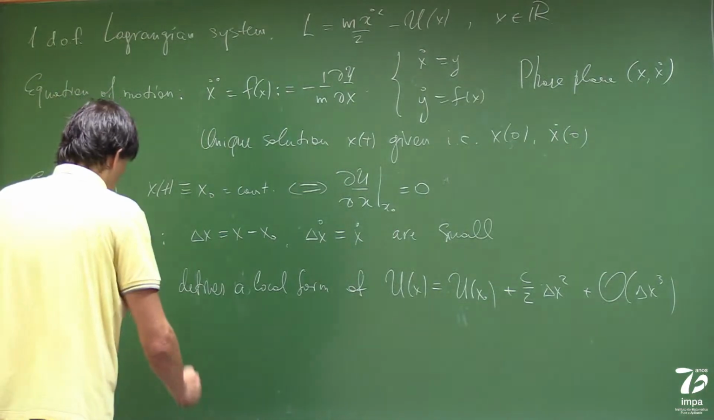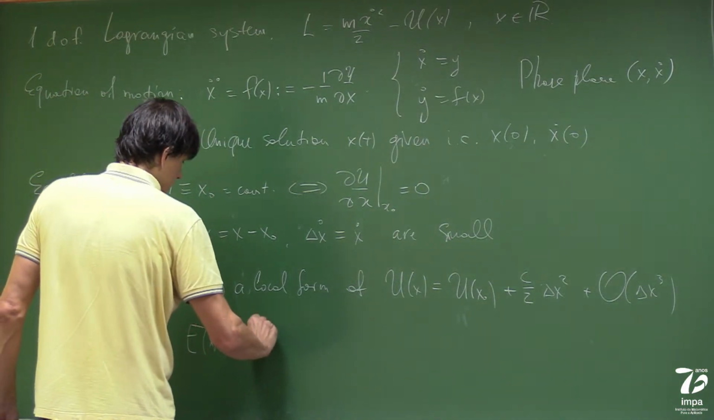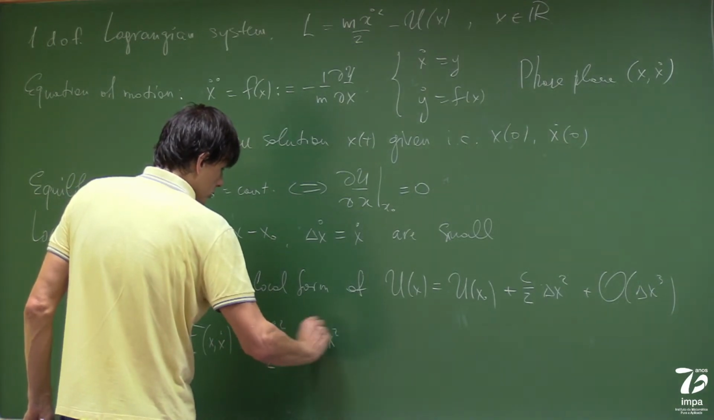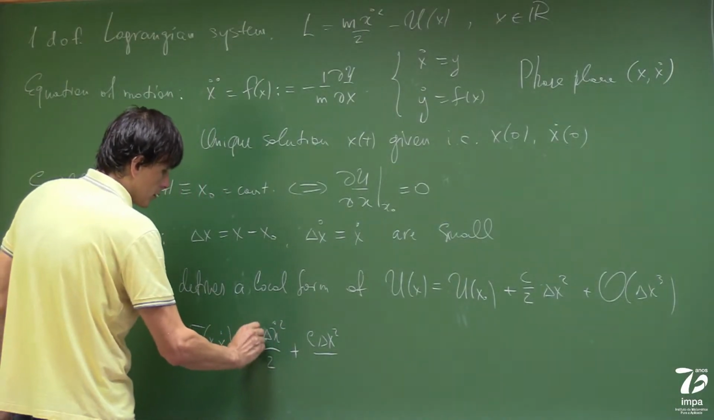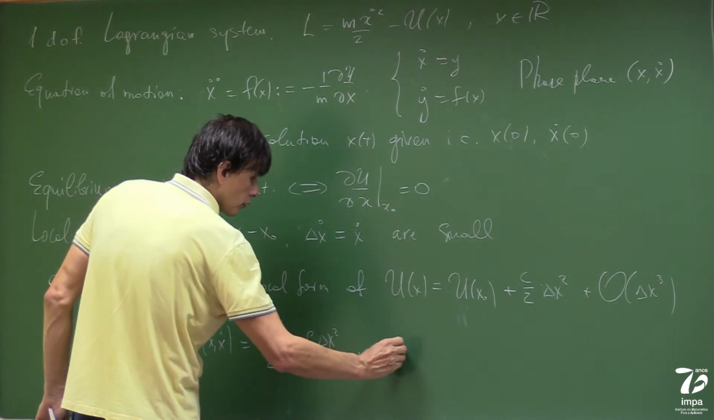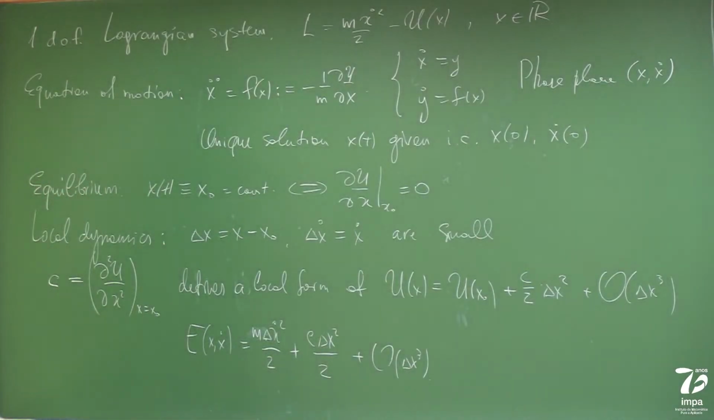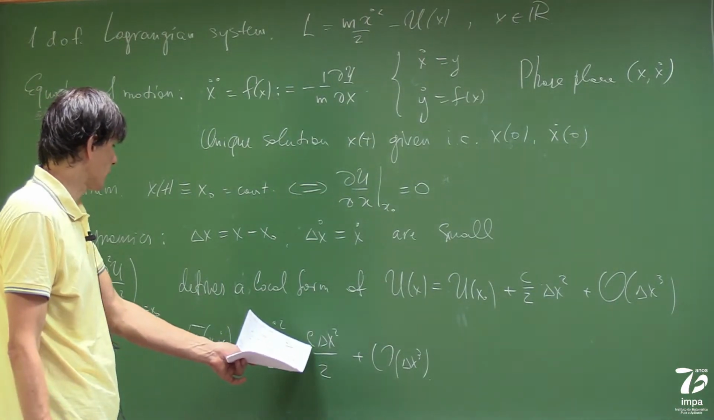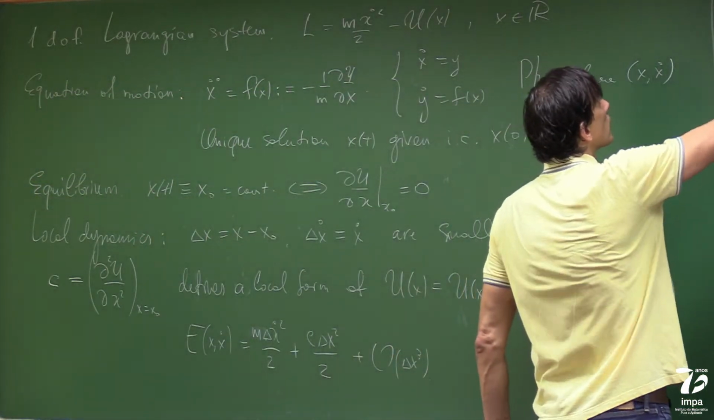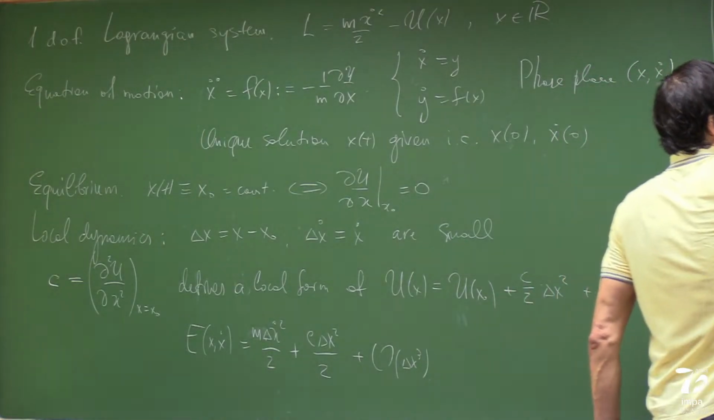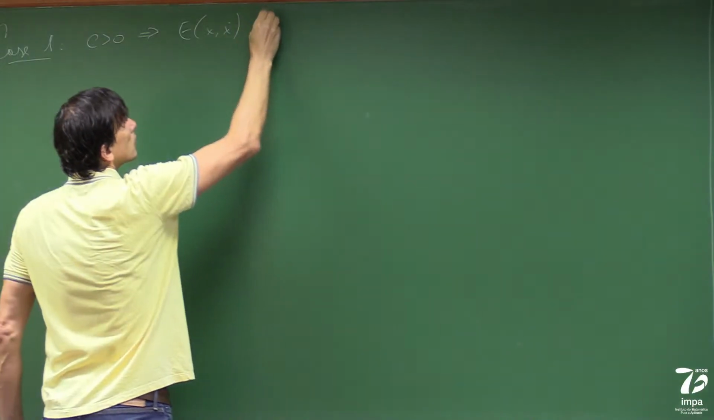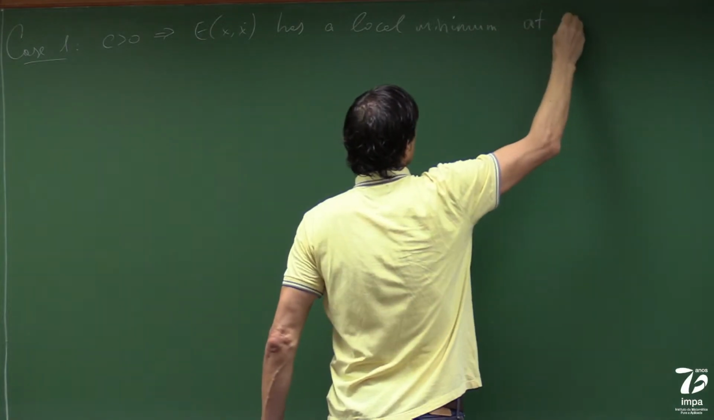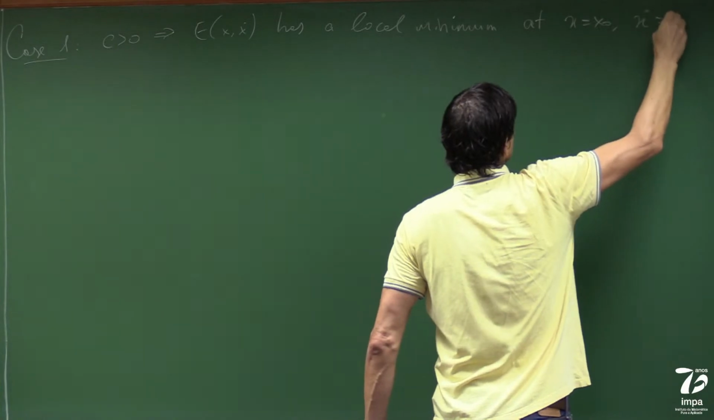And in the same way, it defines a local form of the energy, which is conserved in the system. So it will be plus c delta x squared, and something of higher order. So that's our energy. And we immediately see, since m is positive, the local form of the energy depends on the sign of c. So that's case 1. When c is positive, the energy has a local minimum at the equilibrium, so x equals x0 and x dot equals 0.